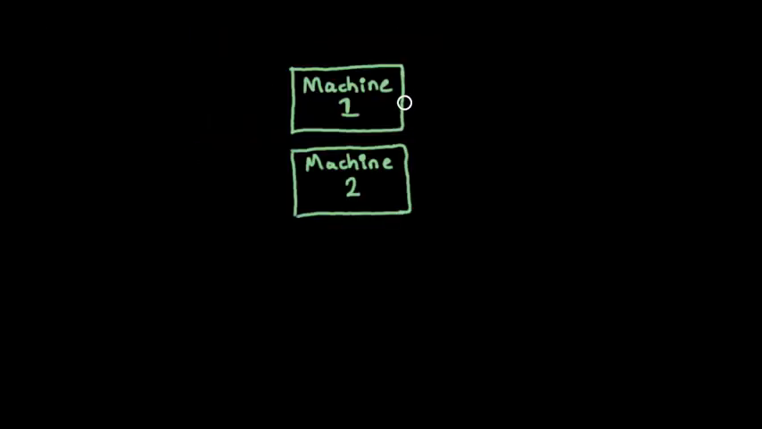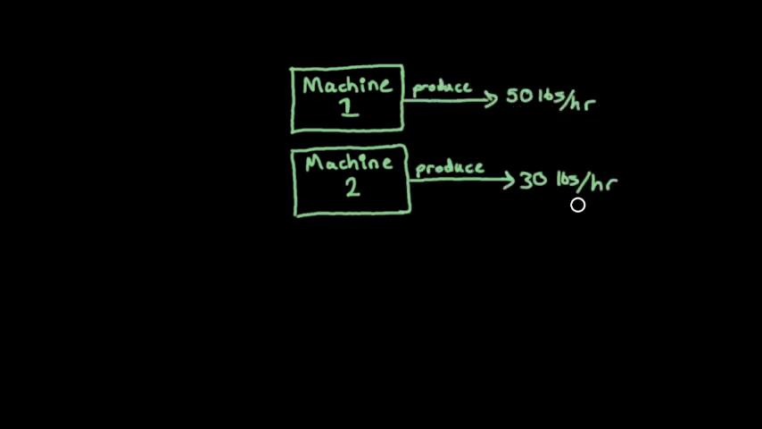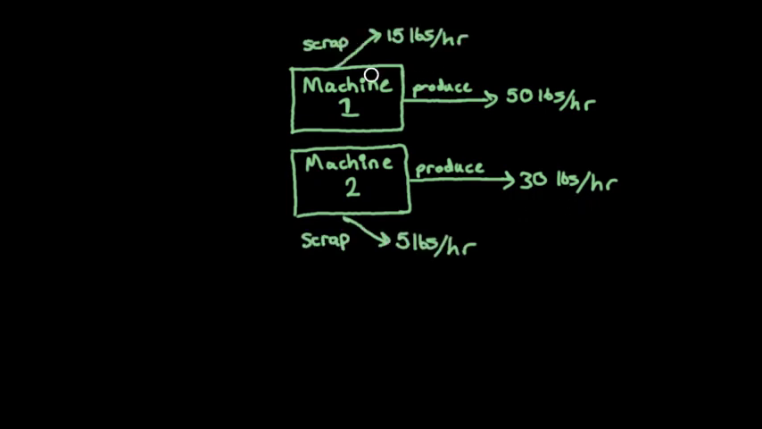So let's say you're analyzing 2 machines. Machine 1 produces 50 pounds per hour, machine 2 produces 30 pounds per hour, and each machine is scrapping pounds at the same time. And it looks like we got roughly 23% of what goes into machine 1 being scrapped, and roughly 14% of what goes into machine 2 being scrapped. And you can check the math yourself.